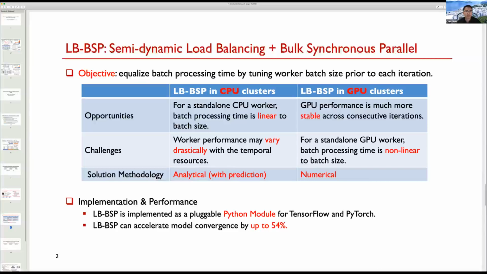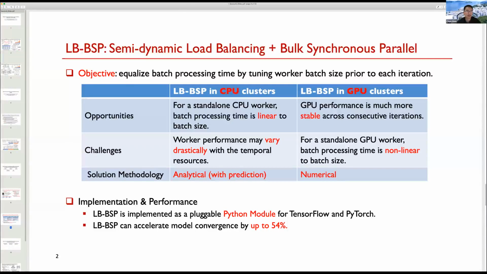Based on these characteristics, we propose an analytical method for CPU clusters with a novel prediction approach to get the performance of each worker in the upcoming iteration. That approach considers both the driving resources of the CPU and the memory amount. For GPU clusters, we propose a numerical method that iteratively refines the batch size of each worker towards the ideal batch size scheme.